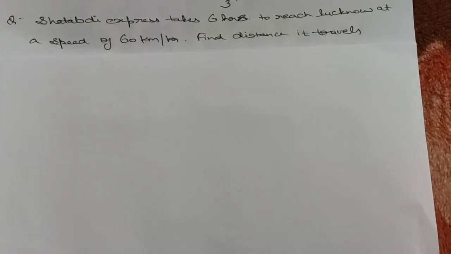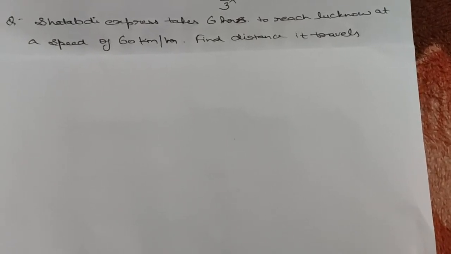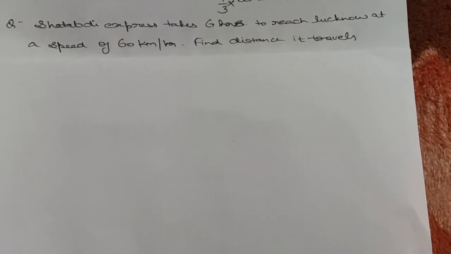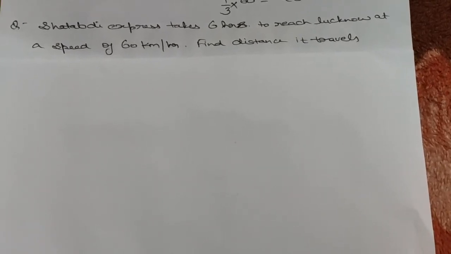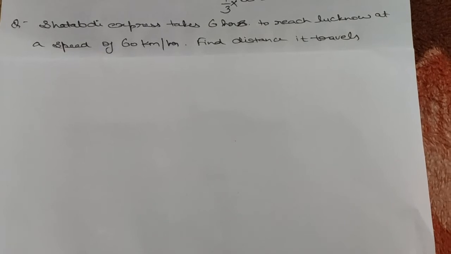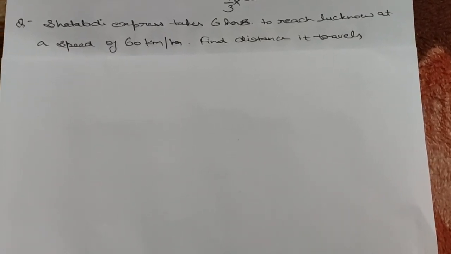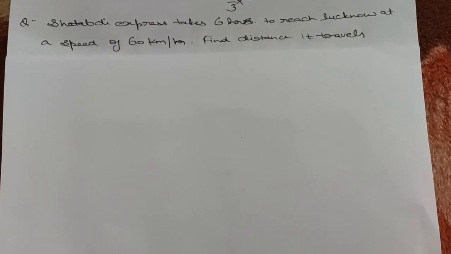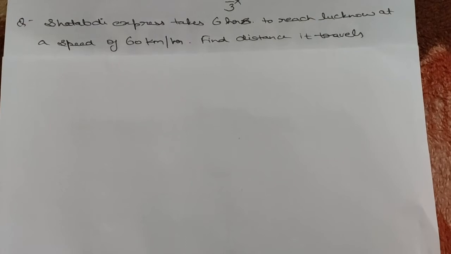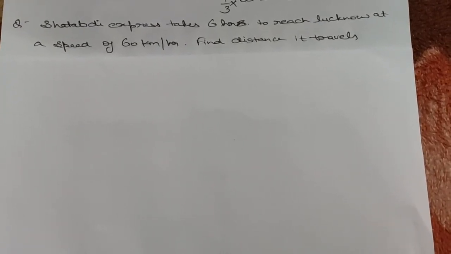So I hope that the previous question is clear to you. Let's move on to the next question. The next question is: Shatabdi Express takes 6 hours to reach Lucknow at a speed of 60 km per hour. Find the distance it travels. Again, take a look that time has been given and speed has been given. This time it is asking the distance. So again, the same formula will be used. Carefully use the formula and solve it.